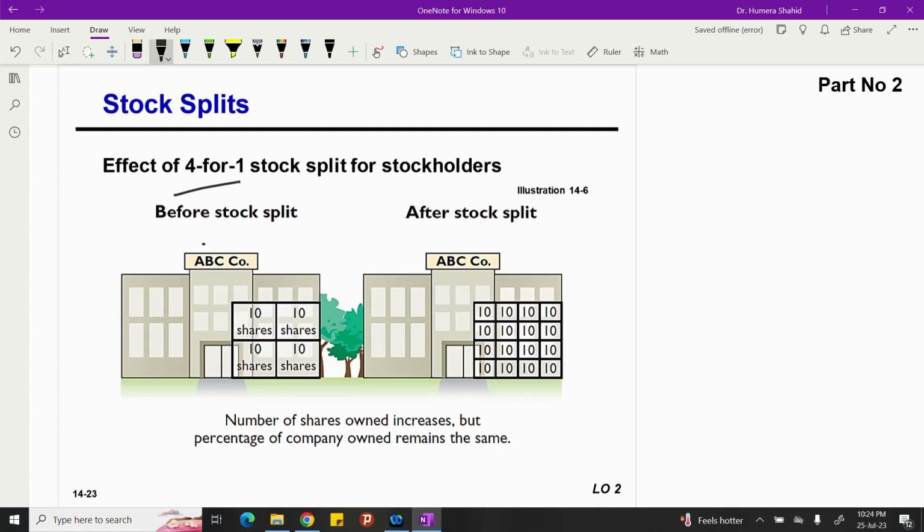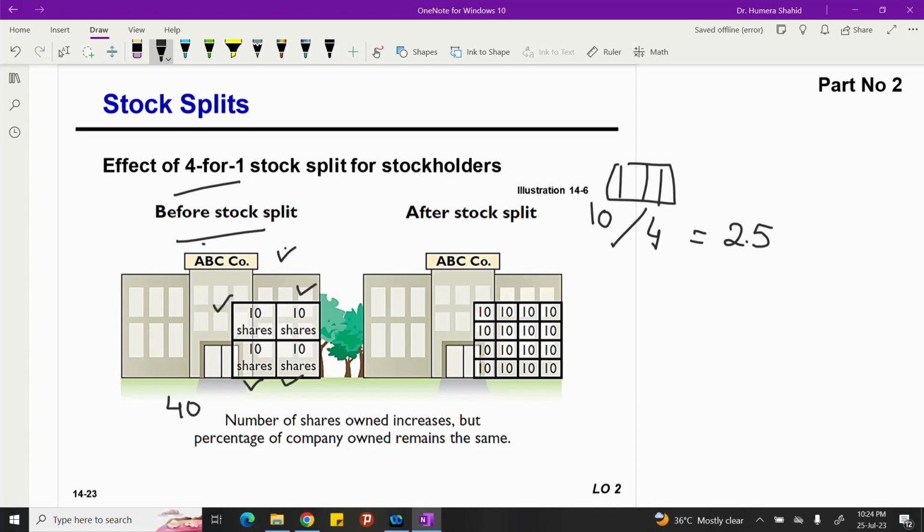A 4-for-1 stock split means divide one share into four parts and divide the value of the share into four parts. So if the par value is 10, it will be divided into four parts. So each share will get a value of 2.5. Before the stock split, let's suppose ABC company has 4 shareholders and each shareholder was holding 10 shares. So altogether there were 40 shares the company was having.